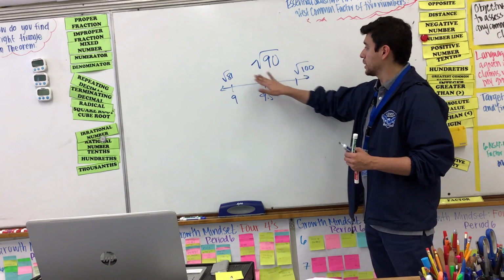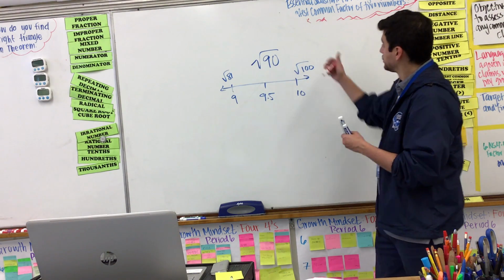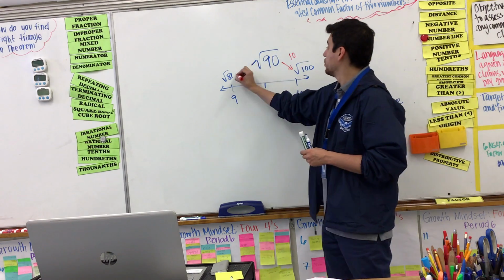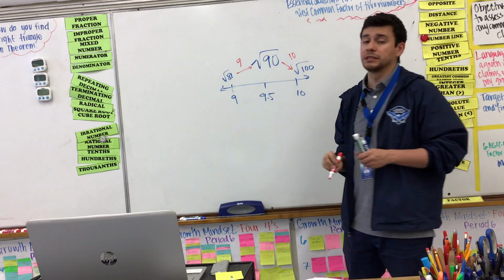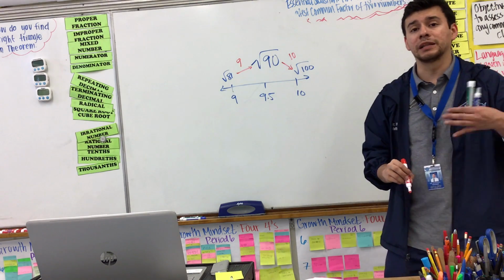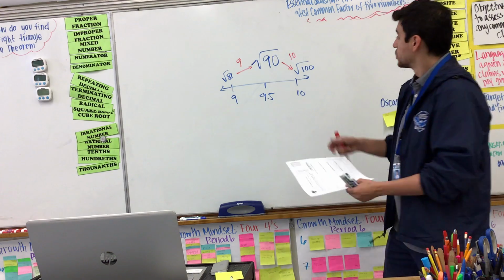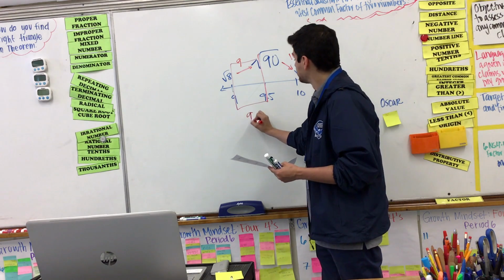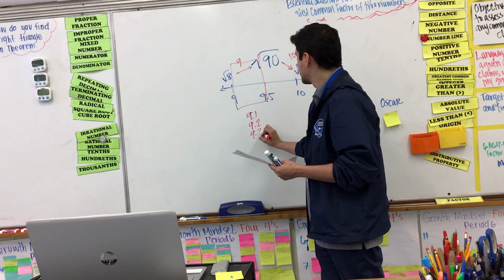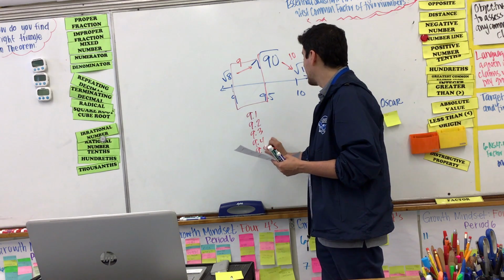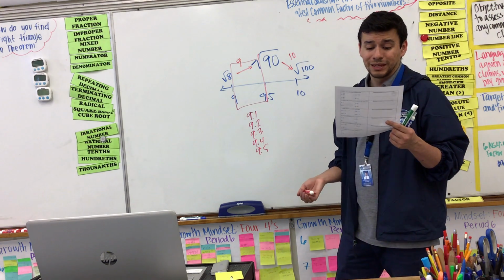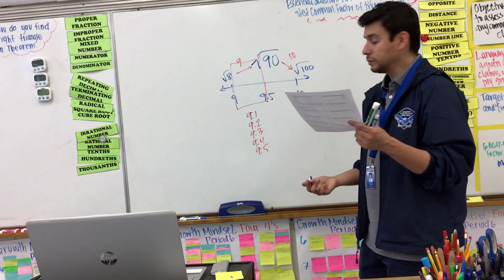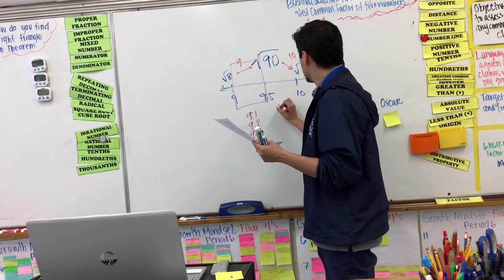Now this is where it gets tricky. From 90 to 100 is 10 spaces. From 81 to 90 is 9 spaces. You always want to pick the side that has the least amount of spaces. So I'm going to pick the left side. That means my answers could be 9.1, 9.2, 9.3, 9.4, and 9.5. If I look at the answer choices, I could clearly eliminate letter C. Letter C is out.